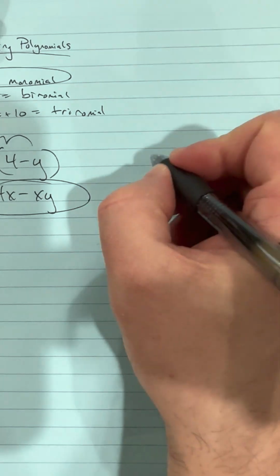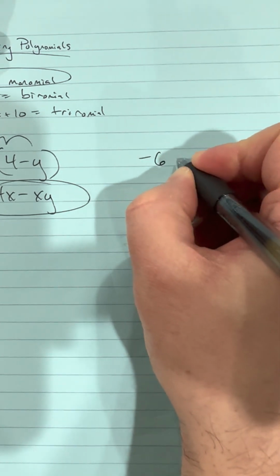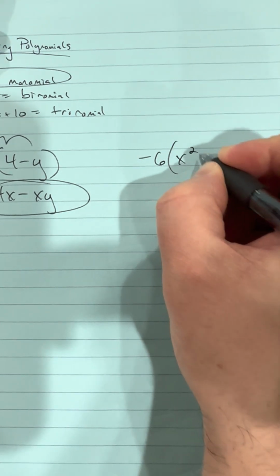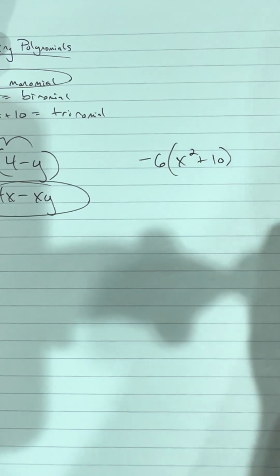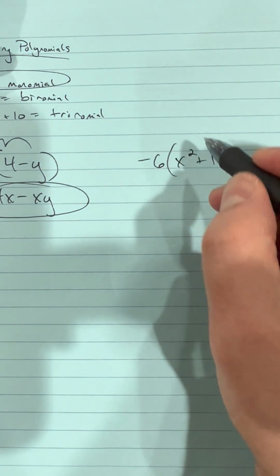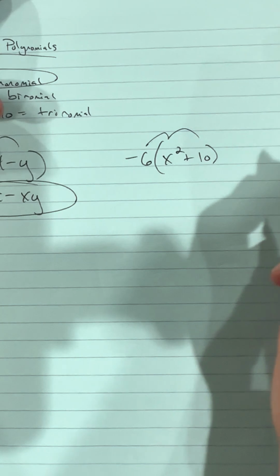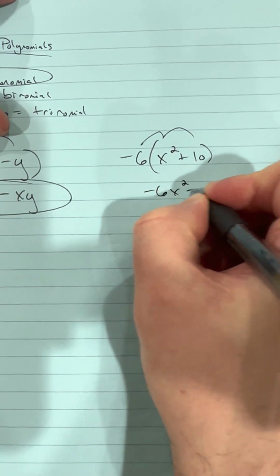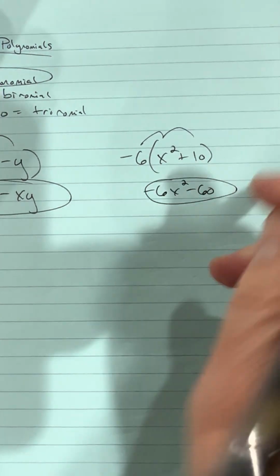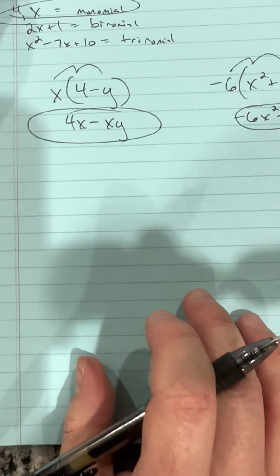Let's try another one like that. Let's say I had negative 6 times the quantity x squared plus 10. It's a monomial, so we are only distributing. We're not doing anything different. So negative 6x squared minus 60. It's done. Now, it gets trickier when we have longer terms.